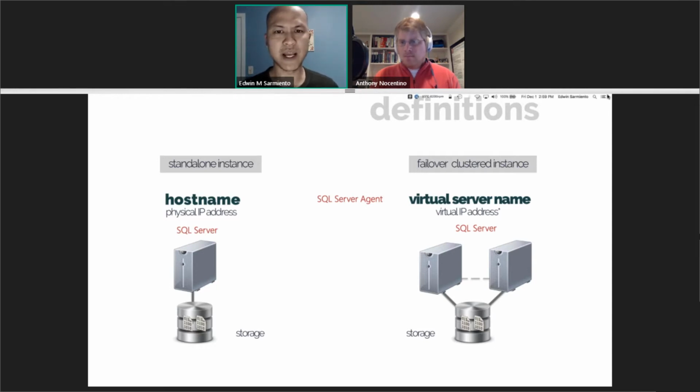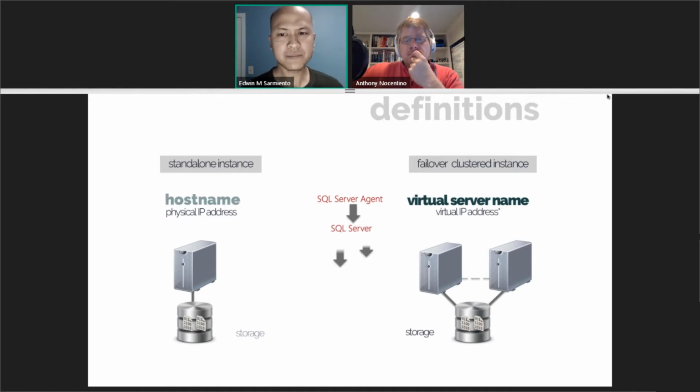Now, I started off with SQL Server agent because, keep in mind, you cannot start the SQL Server agent until the SQL Server service is brought online. What I mean by that in terms of a standalone instance, I can't start the SQL Server agent service before the SQL Server service is started. So there is a dependency. SQL Server agent is dependent on the SQL Server service. And this is no different from a failover clustered instance, where the SQL Server agent service has to wait until the SQL Server service is brought online before it can go online.